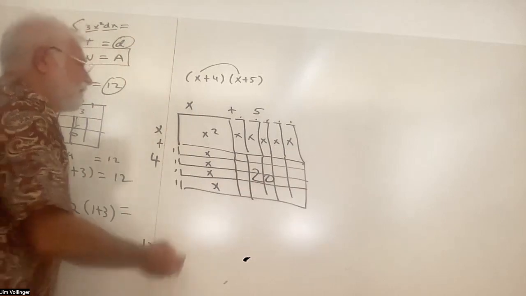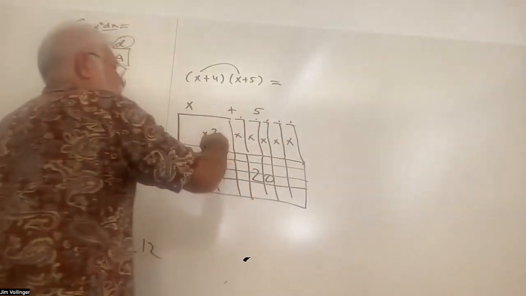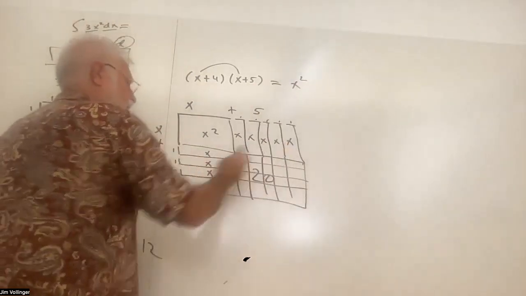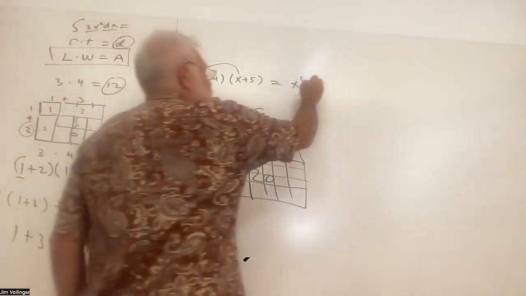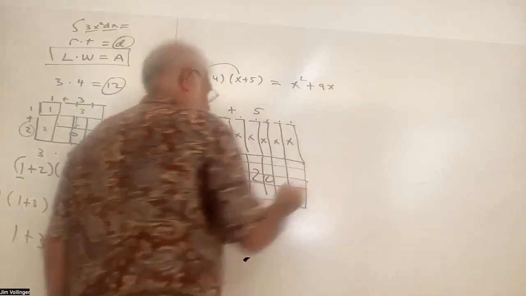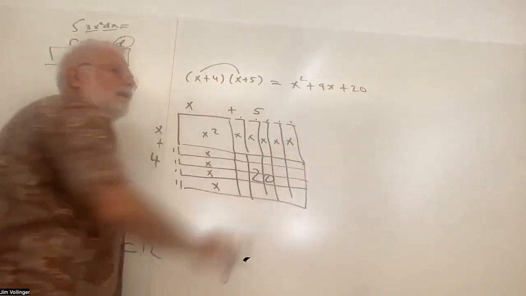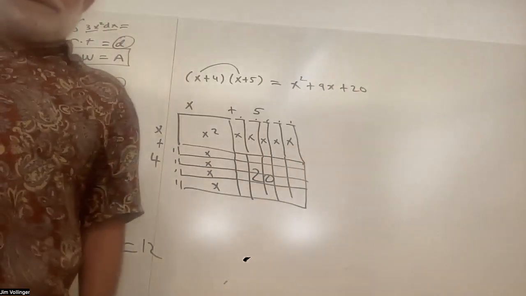So what do I have? Well, I can see x squared. I can see 1, 2, 3, 4, 5, 6, 7, 8, 9 x's. And I can see 20. And you take a good hard look at that, and I think you'll see some patterns.